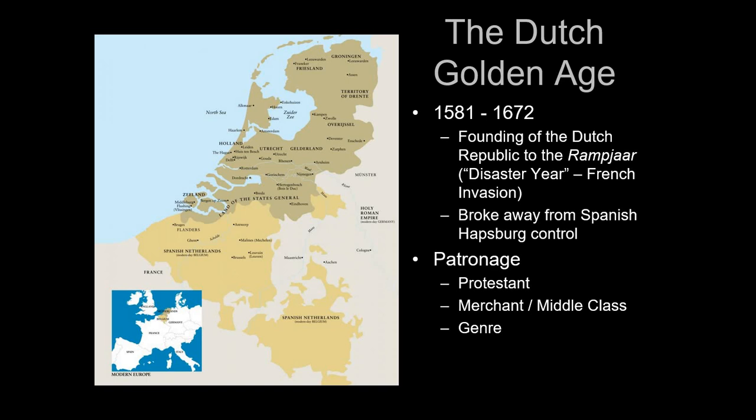So since it's breaking away from these Catholic powers, the Holy Roman Empire, the Spaniards, you can guess that the art is not going to be nearly as Catholic. And the patronage is going to change as well. In Spain and the Holy Roman Empire, you're going to get the king, the aristocracy, the church. They're going to be the major patrons, and they're going to dictate the subject matter. But we have an entirely different thing going on here. Here, we have a major merchant class developing.